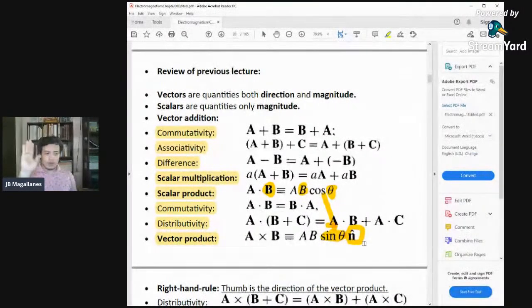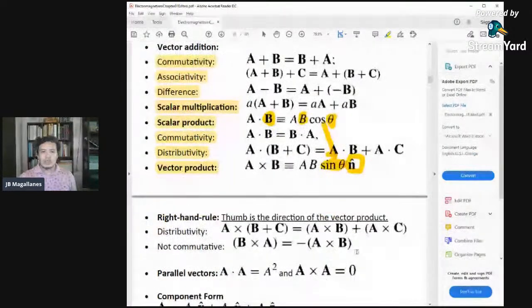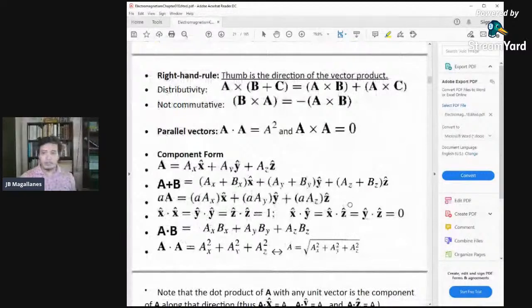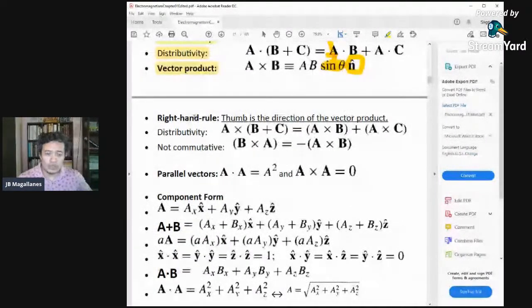If you cross, for example, A cross B, you put your palm first to vector A, then curl it to vector B, and the thumb is the direction of the vector product. This is the magnitude of the vector product, AB sine theta, and n is the direction of that vector. For the right-hand rule, you must remember that the direction of the thumb is the direction of the vector product. The vector product is also called the cross product.